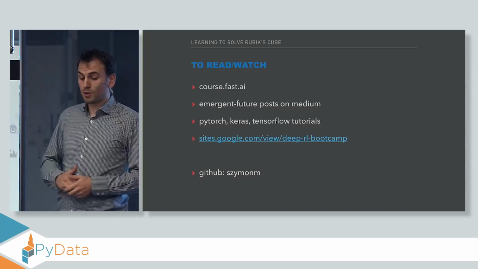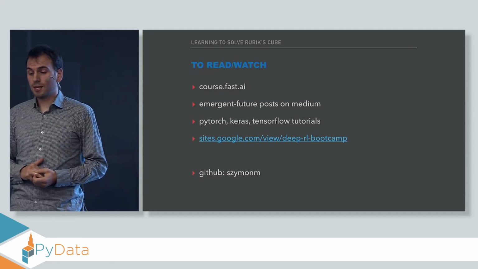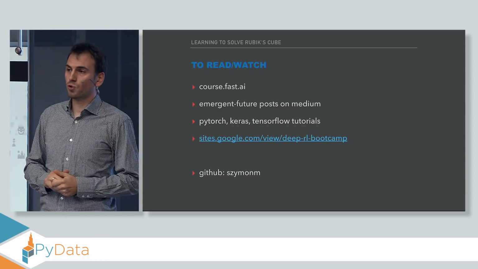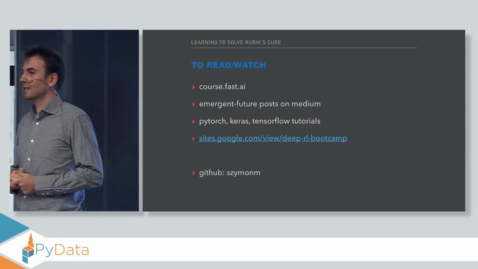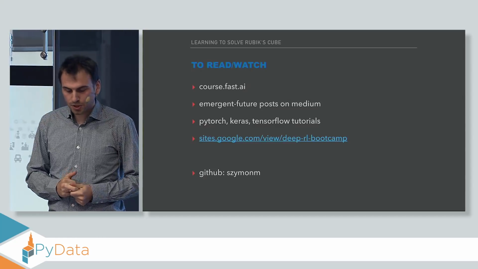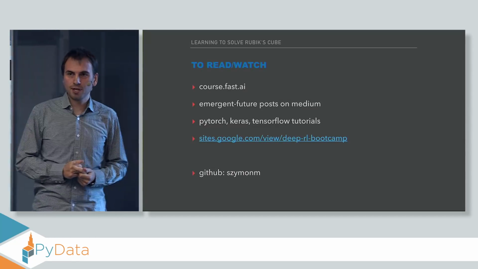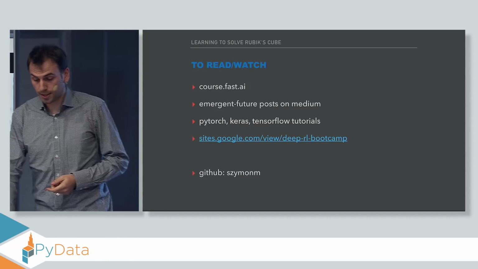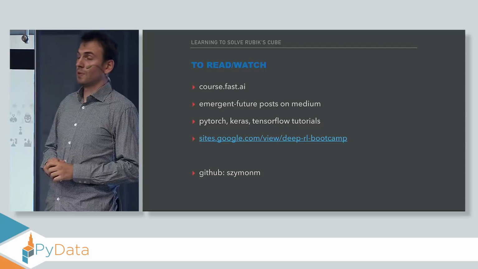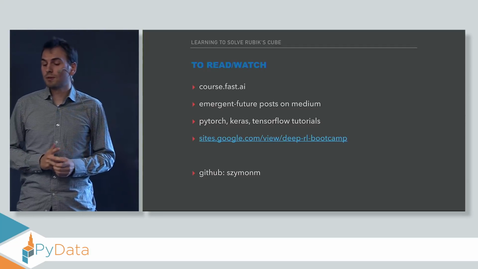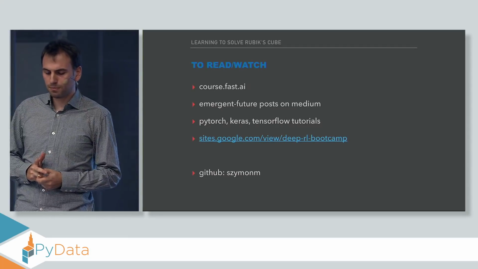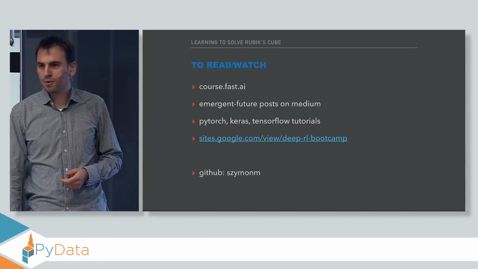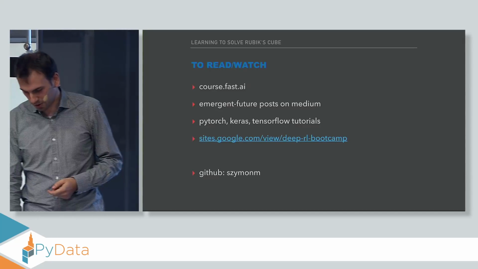There are also some posts on Medium. You can see Emergent Future. There is a tutorial for reinforcement learning, and it's quite good. And there is a lot of stuff in PyTorch, Keras, TensorFlow tutorials. And there was a deep RL bootcamp at Stanford or Berkeley, I think. So there are a lot of videos there. And you can check my GitHub tomorrow when I publish the code.